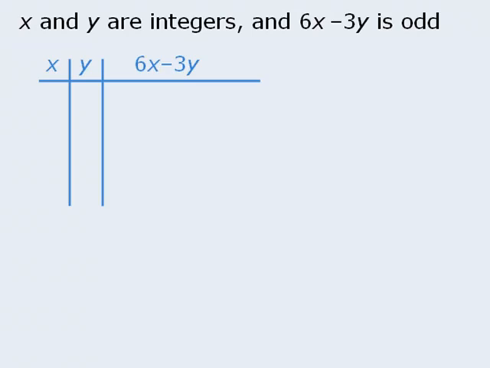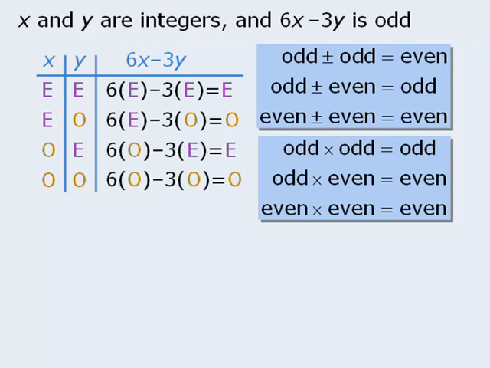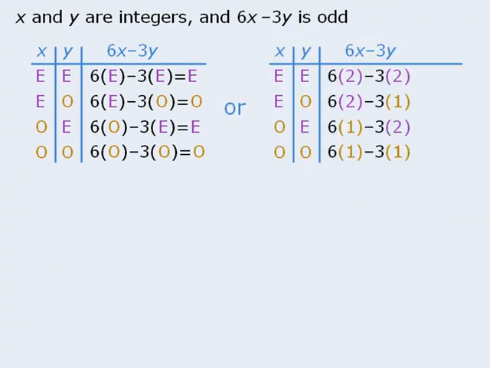Well, we'll use the same strategy to examine the four possible cases. So for the first case, we'll plug in e's to represent even numbers, and then by applying our rules, we can see that the expression evaluates to be an even number. Following the same steps, we can test the other three cases as well. Alternatively, we can plug even and odd numbers into our expression and then evaluate them to get identical results. We've now tested all possible cases.